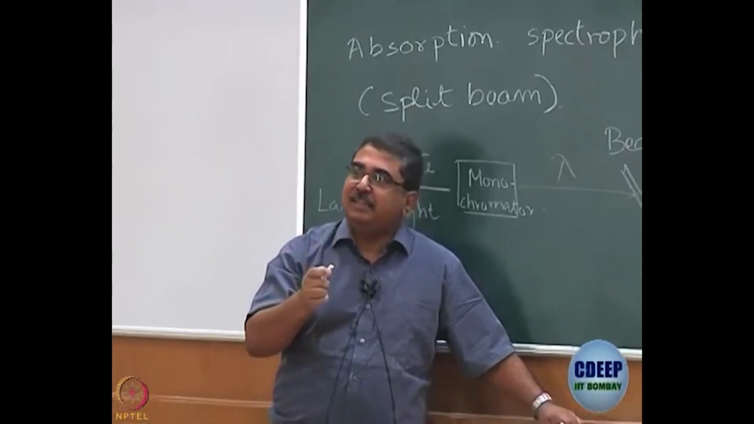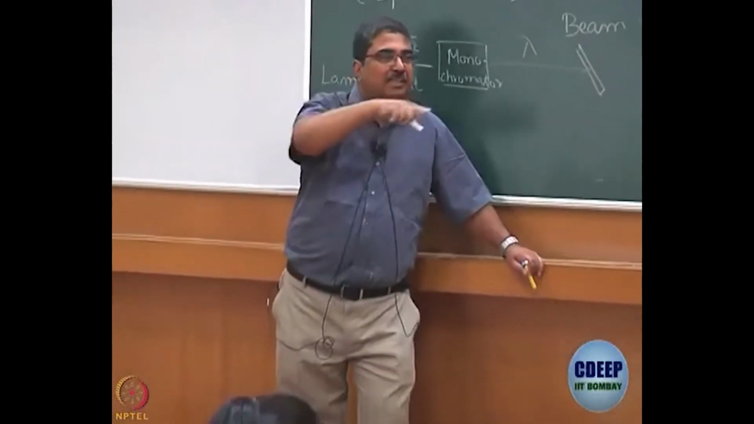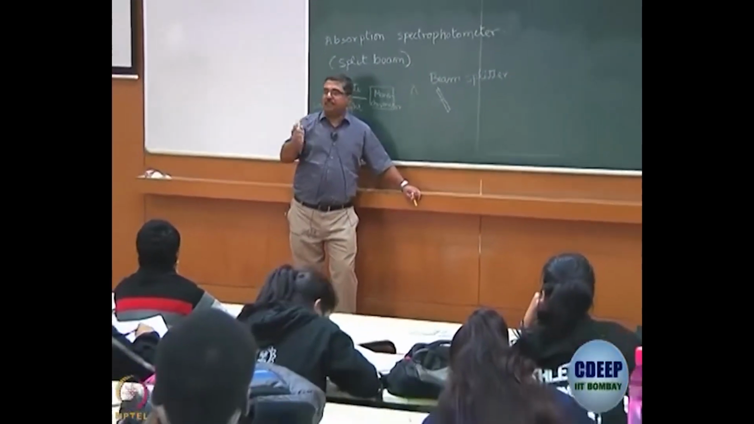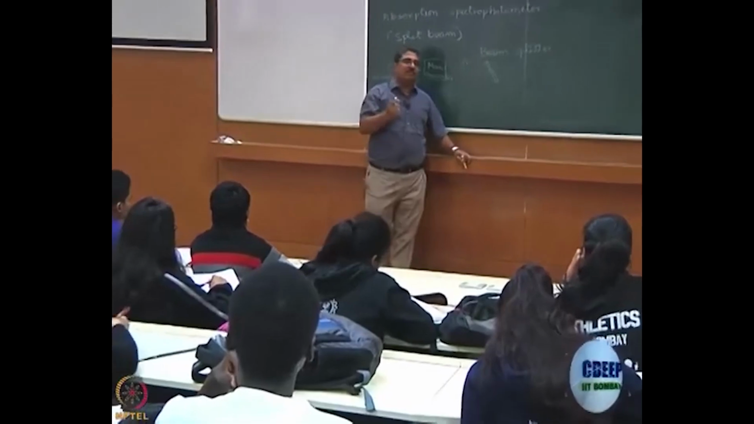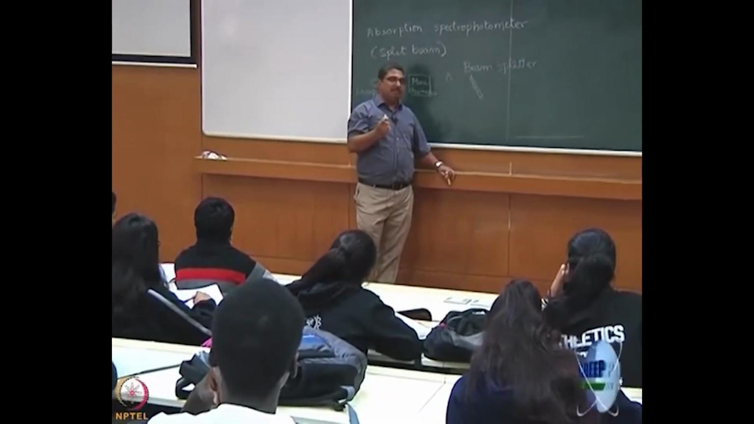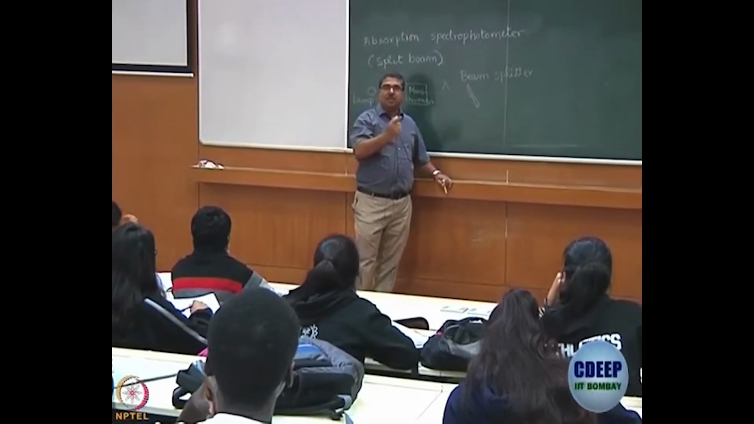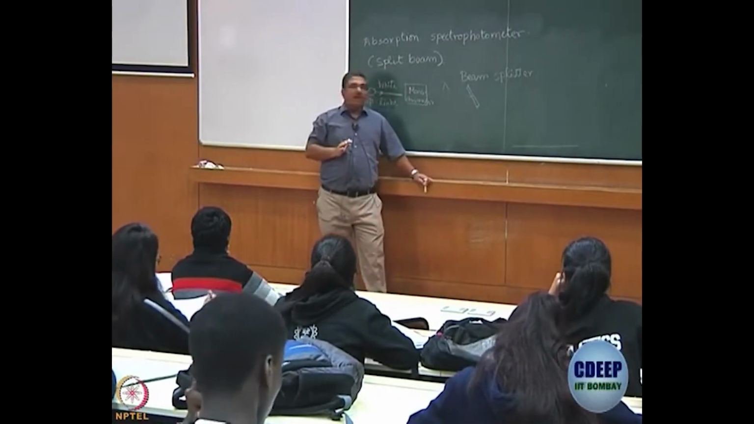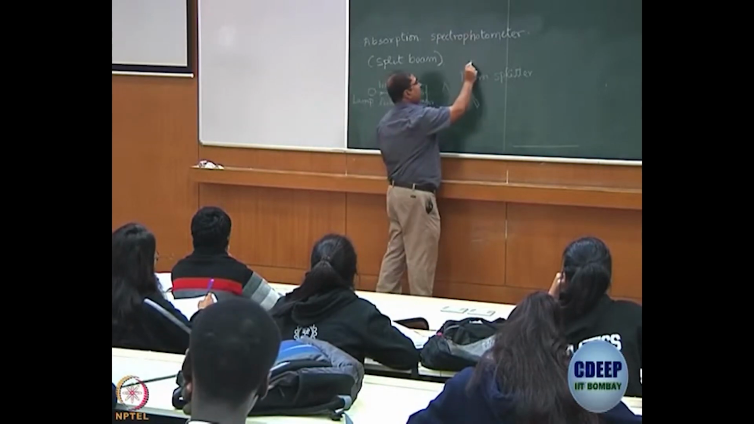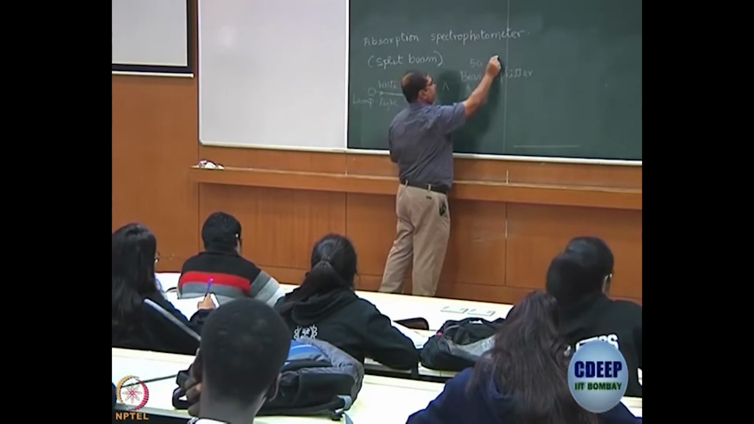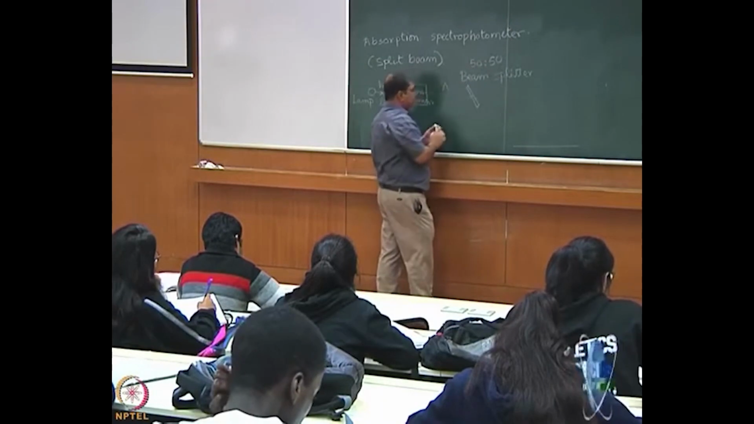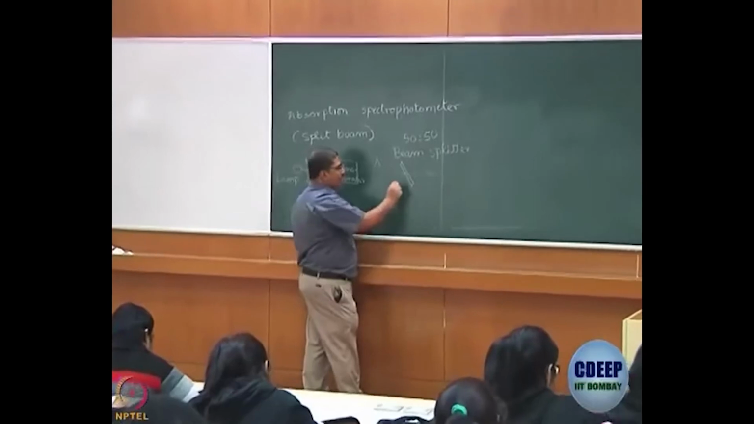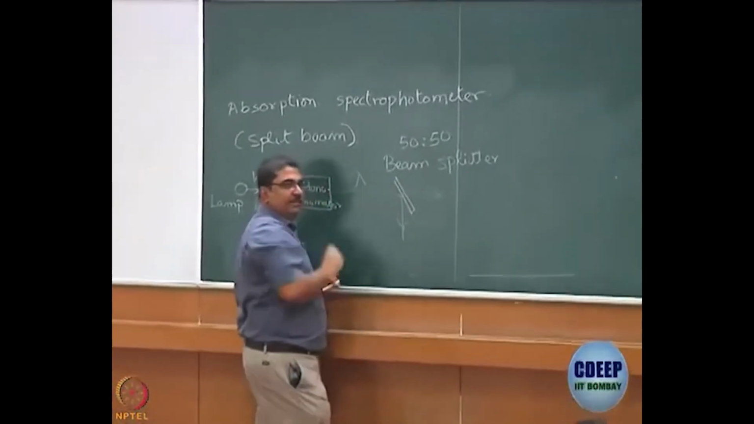If you shine laser light on a glass slide, you will see most of it has gone through, part of it gets reflected. For a glass slide, that typical number is 4%. 4% gets reflected, 2% from the front surface, 2% from the back surface. Remaining 96% goes through. In absorption spectrophotometers, generally what you use is a 50-50 beam splitter. 50-50 means half of the intensity of the light goes through, half gets reflected.